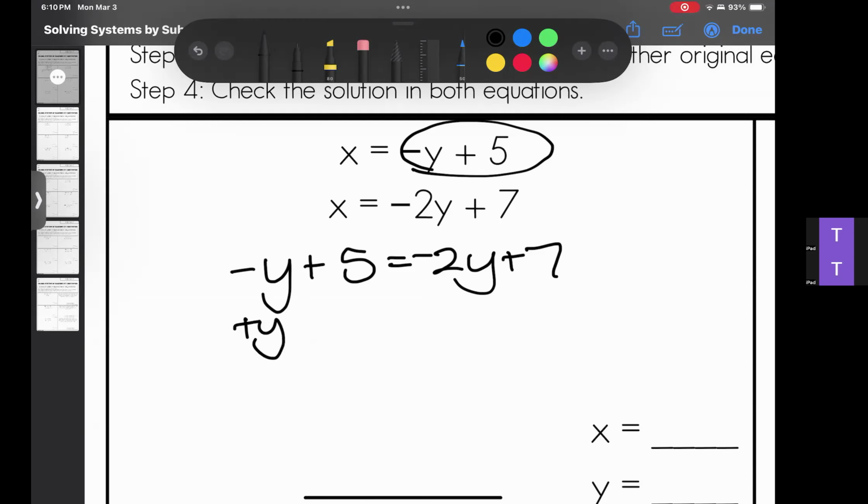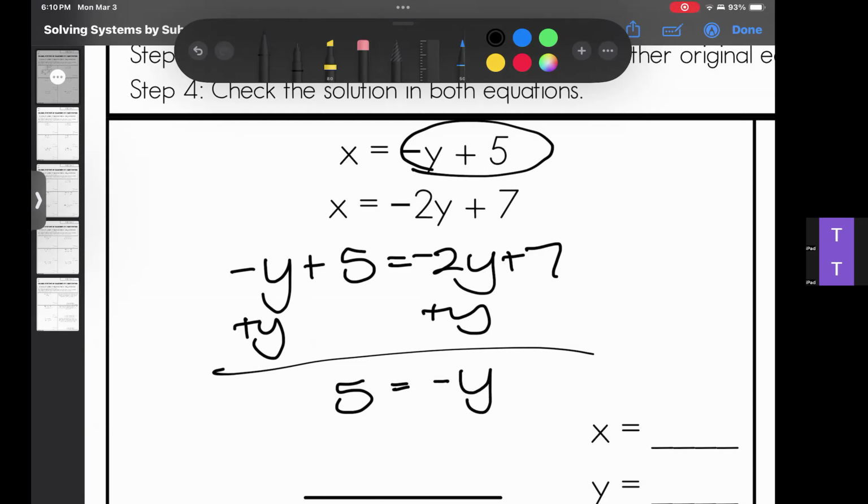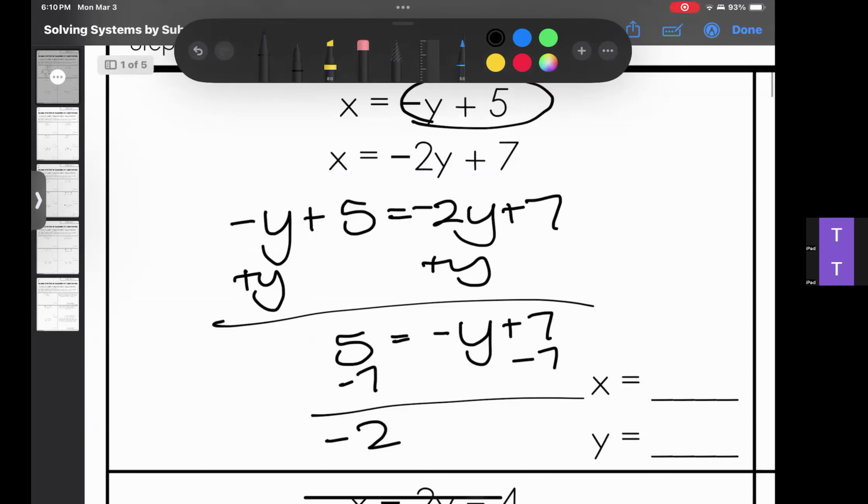I'm going to add y to both sides. So I have 5 is equal to negative y plus 7. I could subtract 7 from both sides, and I have negative 2 is equal to negative y. Talked about this before, but just a good reminder that we can't actually have a negative. So if I divide the whole thing by negative 1, I have y is equal to 2.